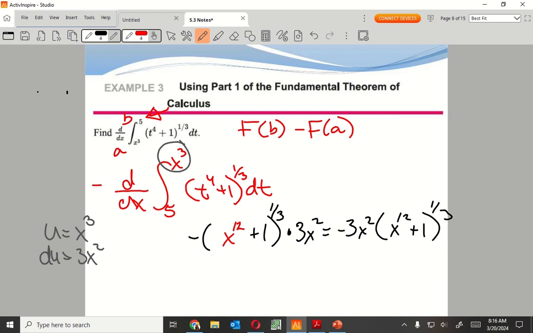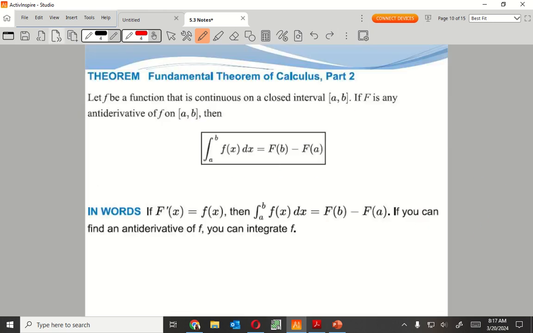All right, you guys feel pretty good about this? Hopefully. Derivative, yeah. So it's just a bunch of chain rules again. All right, here's what I was talking about with the fundamental theory.